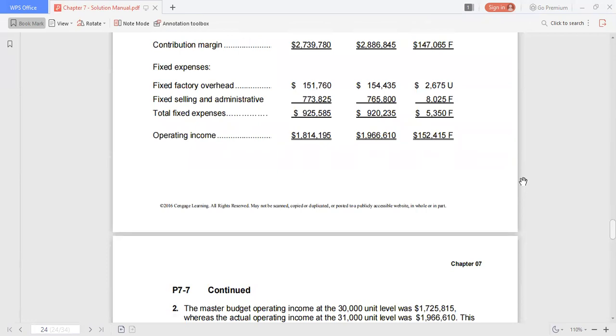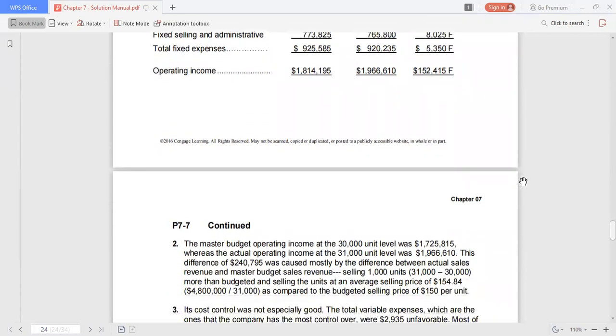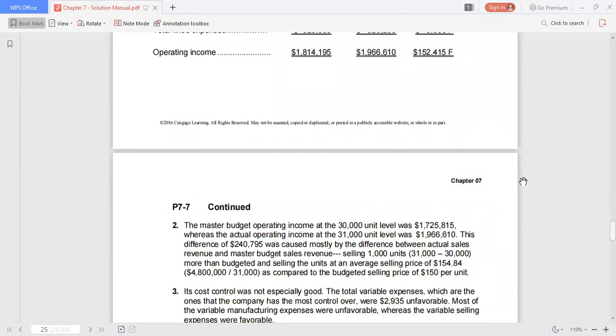Then we have to list the major reasons why the actual operating income differs from the master budget operating income at 30,000 units. The master budget operating income at the 30,000 unit level was 1,725,815, whereas the actual operating income at the 31,000 unit level was 1,966,610. This difference of 240,795 was caused mostly by the difference between the actual sales revenue and the master budget sales revenue, selling 1,000 units more, because here we are using the capacity level of 31,000 units.